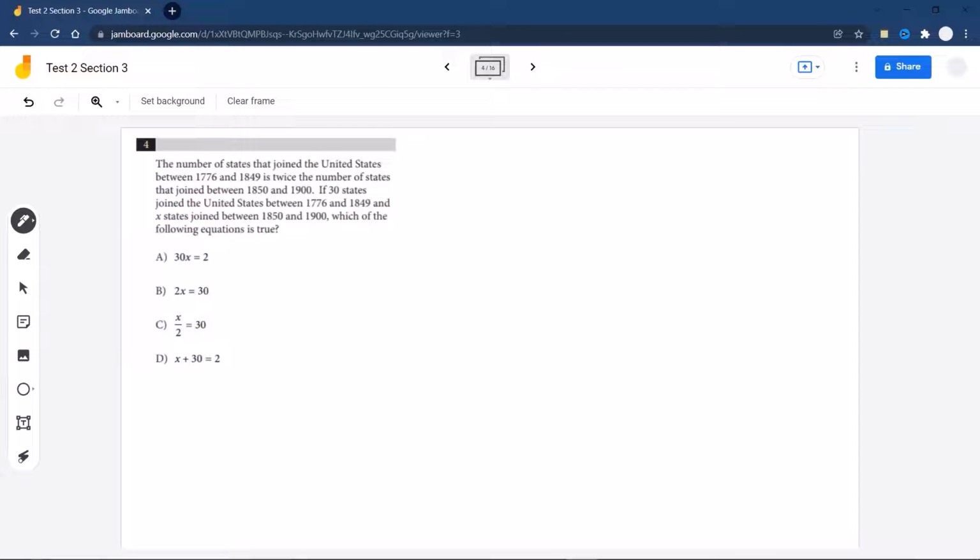Question 4. The number of states that joined the United States between 1776 and 1849 is twice the number of states that joined between 1850 and 1900. If 30 states joined the United States between this time period, we know 30. We'll call this time period 1. And X states joined between 1850 and 1900. X is time period 2.